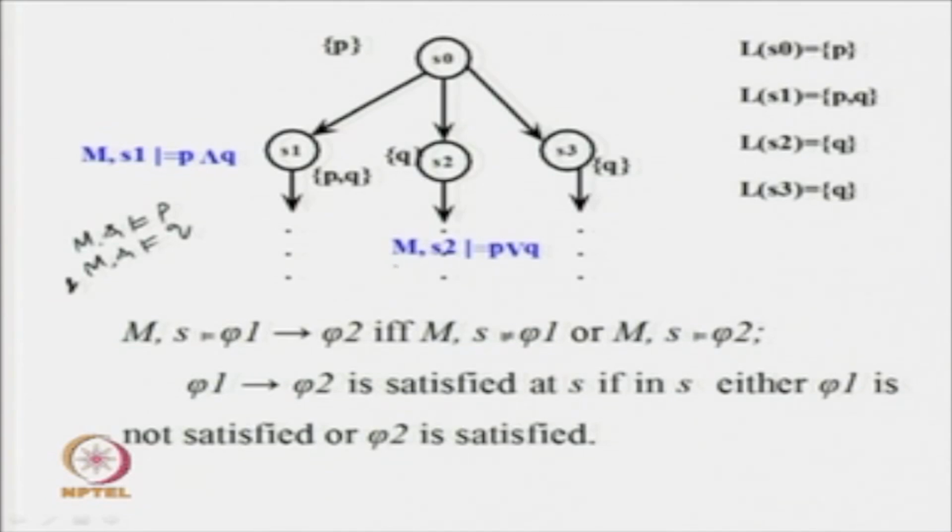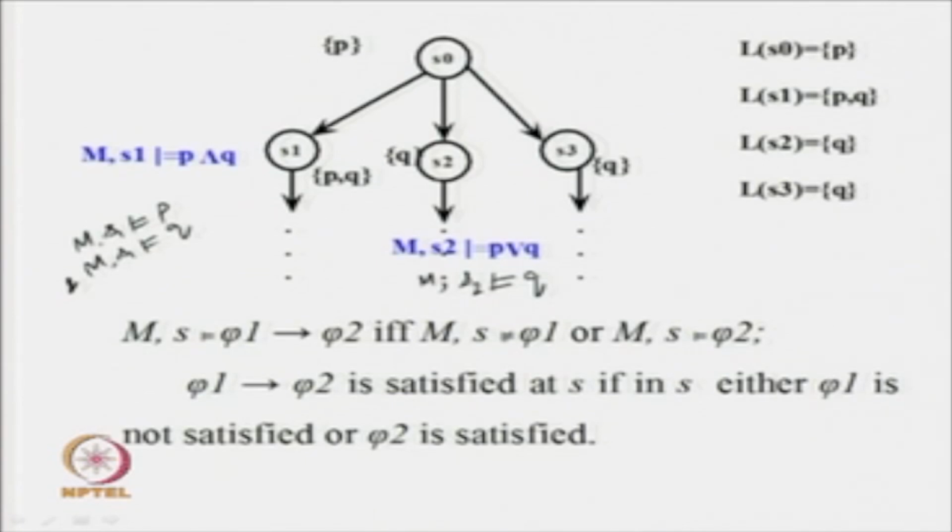So, you can say that in M, S2 models P or Q, because you just see that here either P or Q should hold in this particular set. So here you will find that M, S2 models Q. Since M, S2 models Q, we are going to say that M, S2 models P or Q, either P or Q.